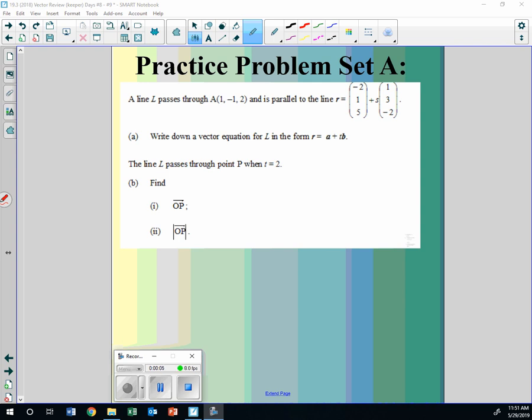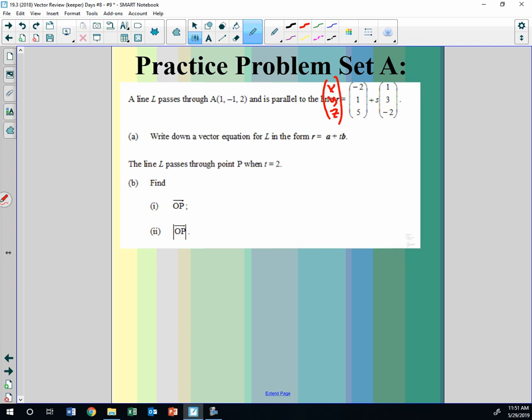For the review, we're doing just a bunch of practice problems where we're reading, interpreting, and trying to figure out how to get the answers from interpreting. A line L passes through point A and is parallel to the line R. Now, whenever you see R, what do you replace R with automatically? There you go, X, Y, Z. Just makes everything easy, doesn't it?